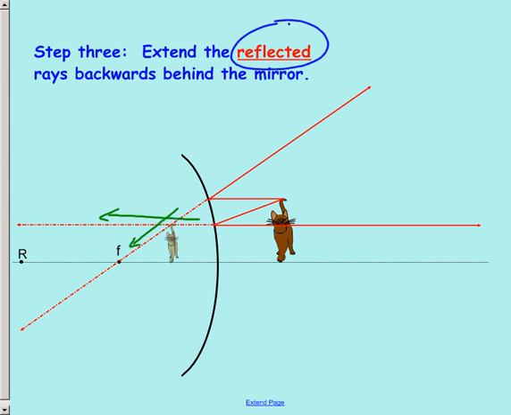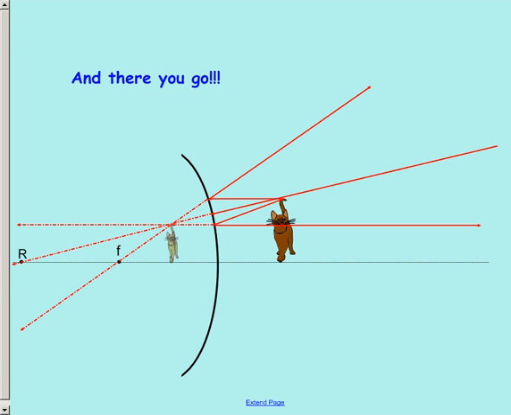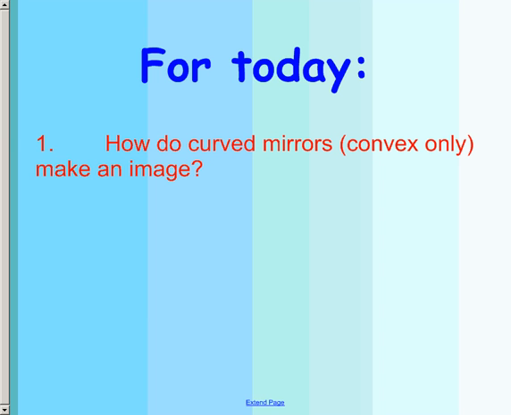Okay? Last one is the ray that goes through the radius of curvature. Draw that one, and it reflects back on itself. So you can just extend that one both directions through the radius and back, and voila, all three should meet at the same point. Okay? So, a little tricky, but hopefully you paused me and went through the steps.